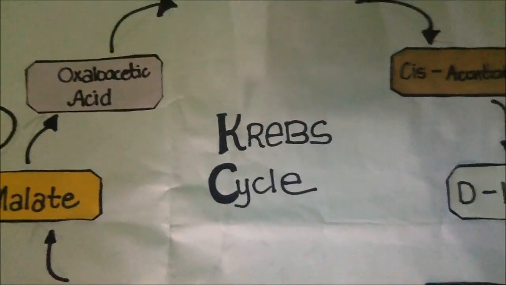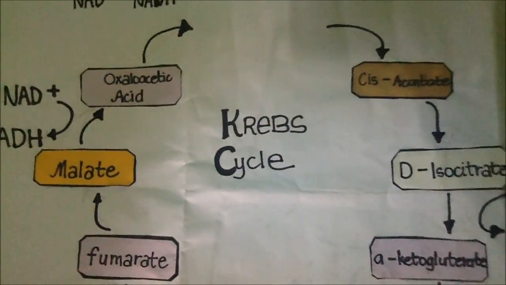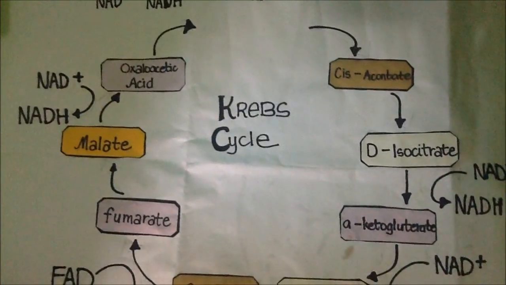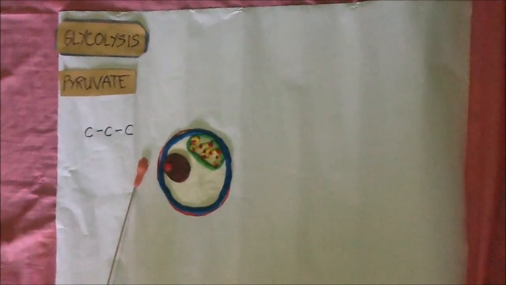Krebs cycle, or citric acid cycle, begins at the end product of glycolysis: three-carbon molecules called pyruvate. The Krebs cycle occurs in the mitochondria, mostly known by people as the powerhouse of the cell.